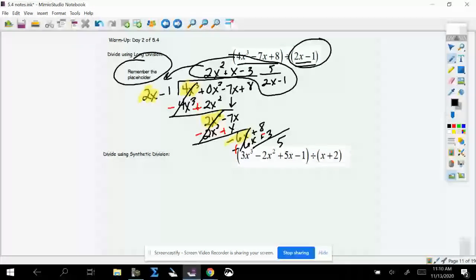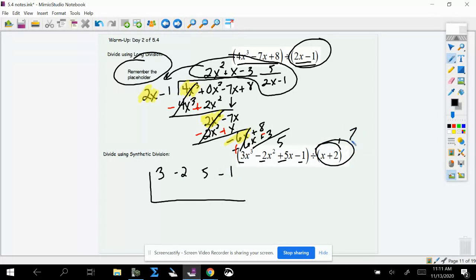So our shortcut technique, which after time I know you will become much more comfortable with than anything else, and we will use it more than anything else. So with the shortcut, you're going to write your coefficients of each term across the top. So we have 3x cubed, negative 2x squared, 5x, and negative 1 constant. And then you're going to put the zero of the divisor. So what makes that equal to 0 is negative 2.